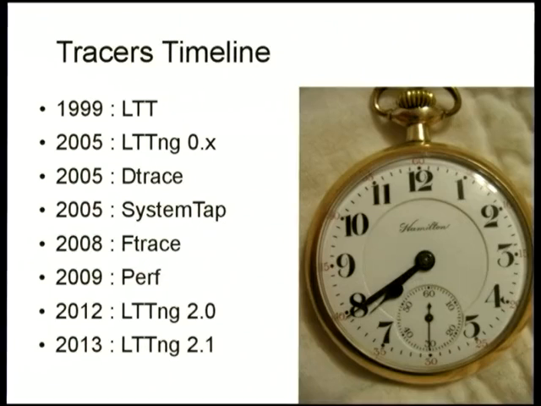Around that time, we saw DTrace and SystemTap appear, and a little bit later, ftrace and perf, that are in the Linux kernel. Last year, we released a completely different version of LTTng. We call it 2.0. We skipped the 1 version completely because it was so different and so awesome that we went directly to the 2 number. And a couple of weeks ago, we released the 2.1 version.